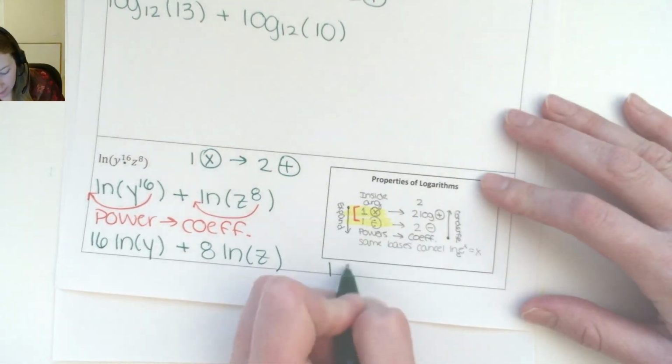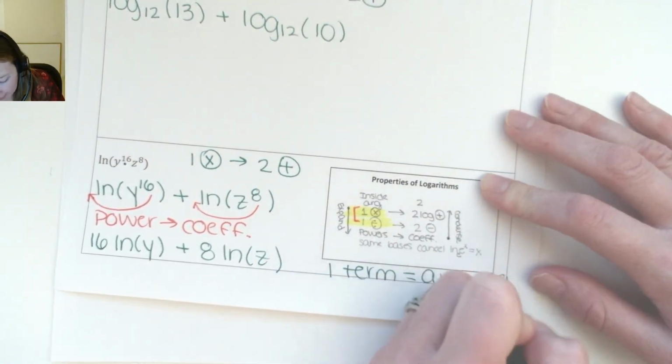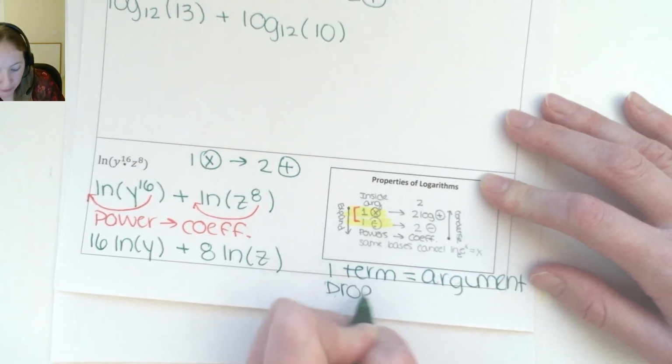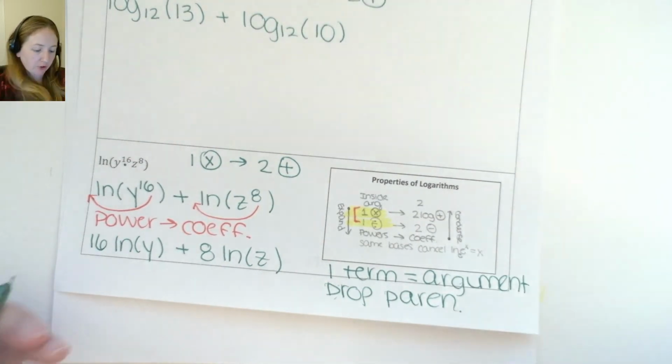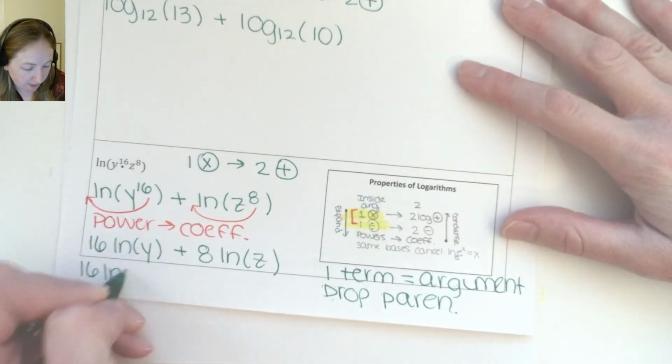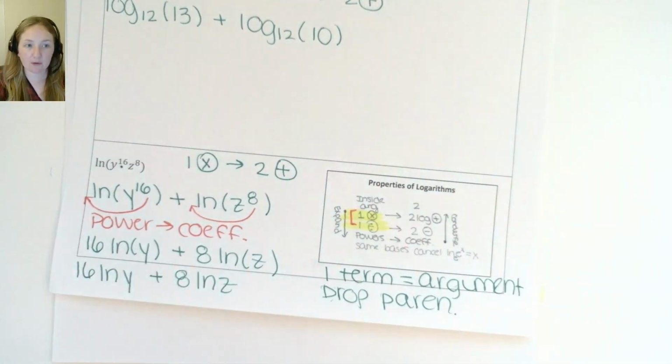And another thing just to quickly note, anytime you have one term for the argument, you can drop the parentheses or you can choose to keep the parentheses. So technically for this natural log, you could also write this as 16 natural log y plus 8 natural log z without the parentheses as well.